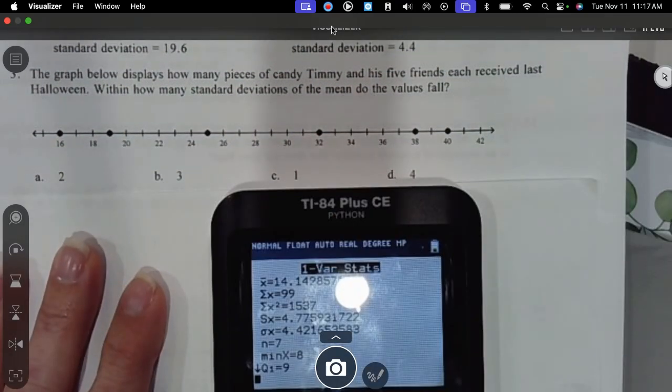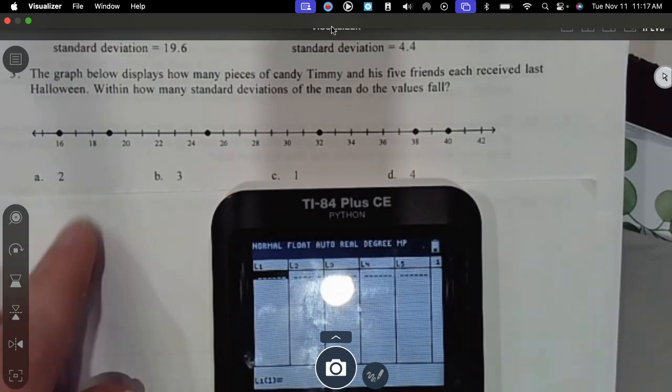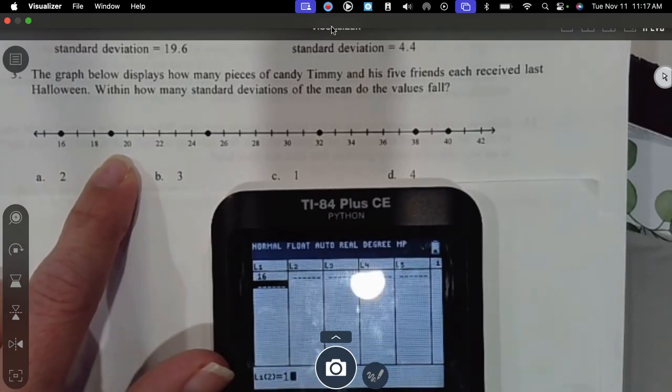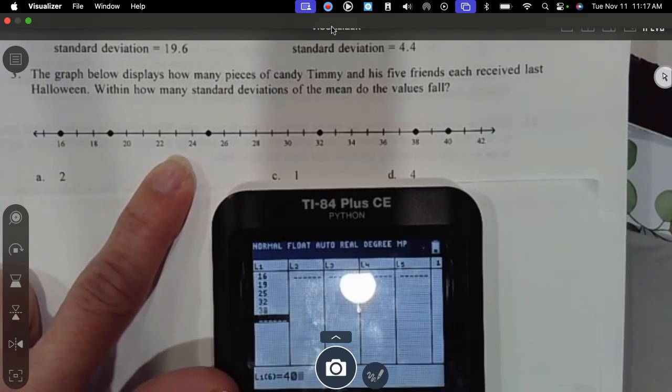Okay, this one, I'm going to type all my data in. Do y'all see what your data is? Go to stat and edit. What are all the numbers? 16, 19, 25, 25, 32, 32, 38, 38, 40, 40. Is everybody good with that?